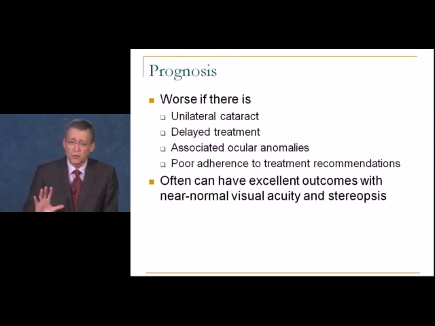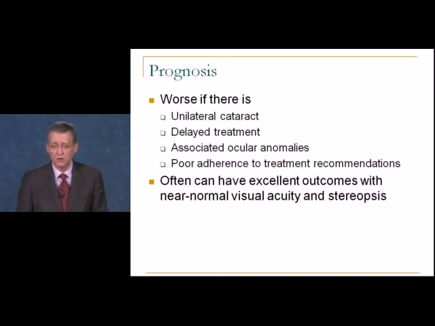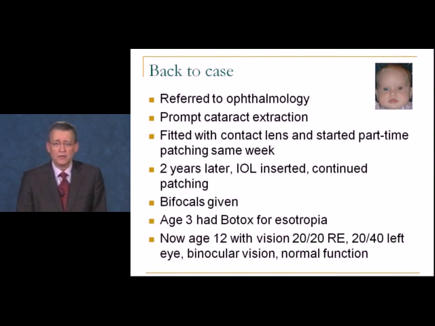But when we can do everything right, when we can get them early, get the lens out, get them in treatment, patching, do all that stuff, we can often have excellent outcomes and even near normal visual acuity and binocular vision and stereopsis in these patients. So back to our case, was referred to ophthalmology, had a prompt cataract extraction, fitted with a contact lens, unilateral, started patching part-time, same week.